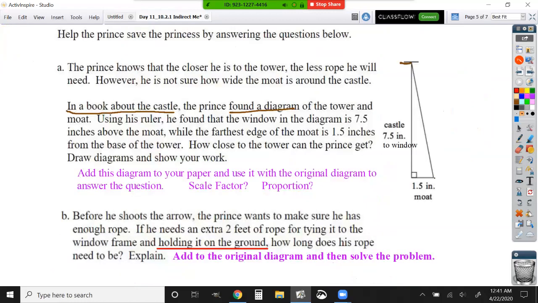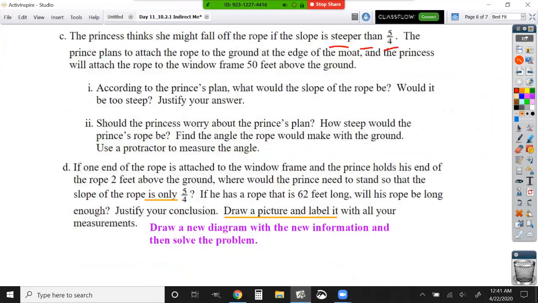Problem D. If one end of the rope is attached to the window frame and the prince holds the other end of the rope 2 feet above the ground, where would the prince need to stand? Oh, I'm sorry, I forgot part 2. Part 2, should the princess worry about the prince's plan? How steep would the prince's rope be?